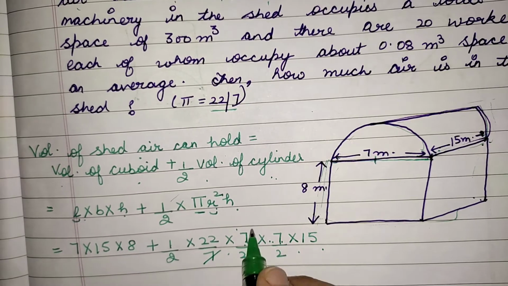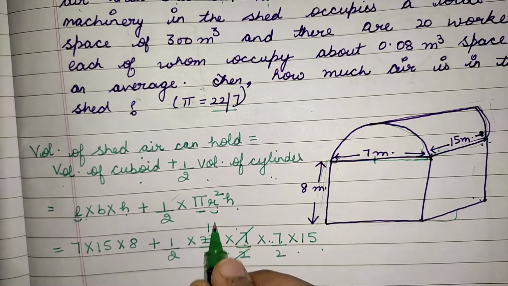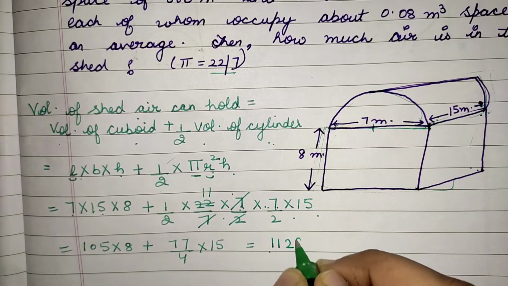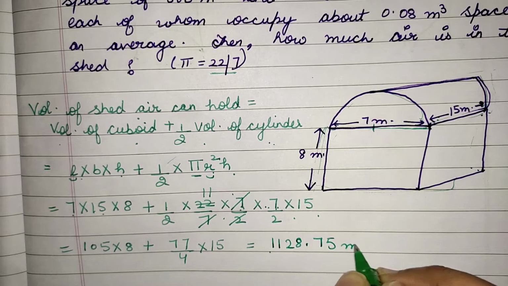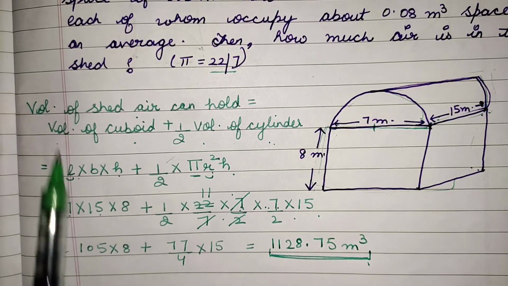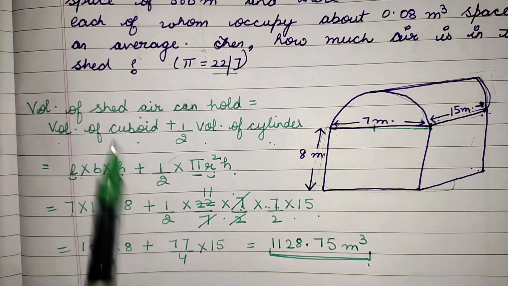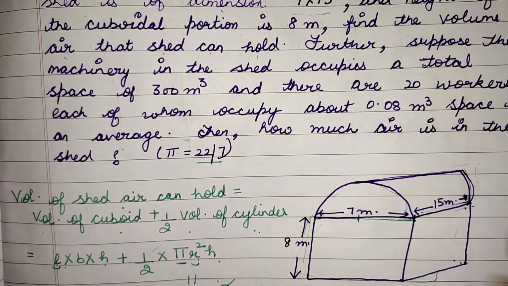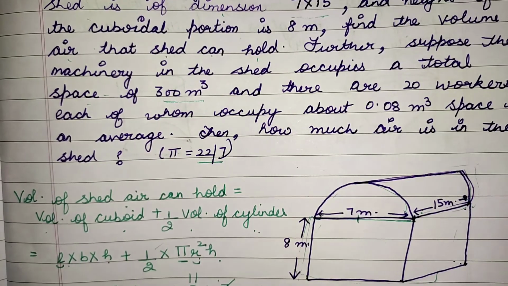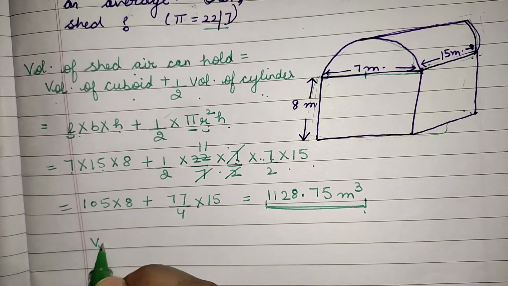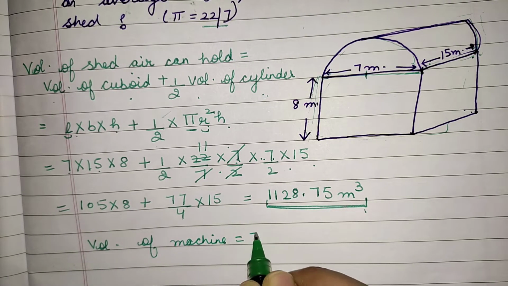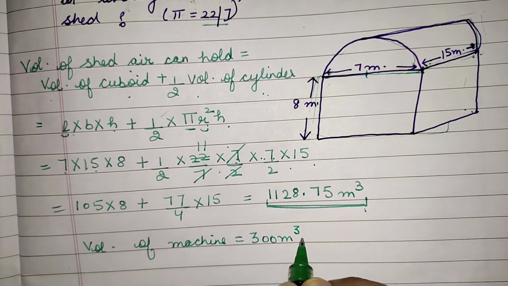Okay, so now if you solve this value, then you will get your final answer, which is equal to 1128.75 meter cube. So this much is the answer of the first part, that is how much volume of air the shed can hold. Next, suppose the machinery in the shed occupies a total space of 300 meter cube. So a new volume is given to us. Volume of machine is equal to 300 meter cube, right?